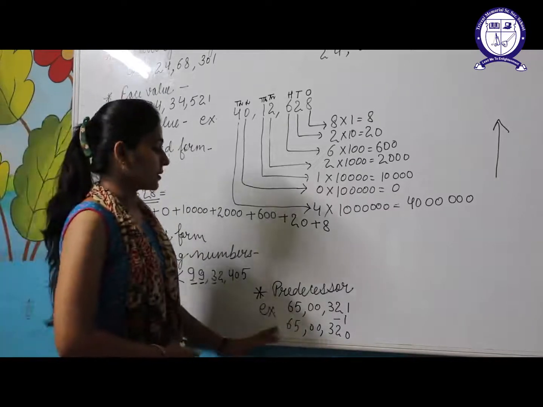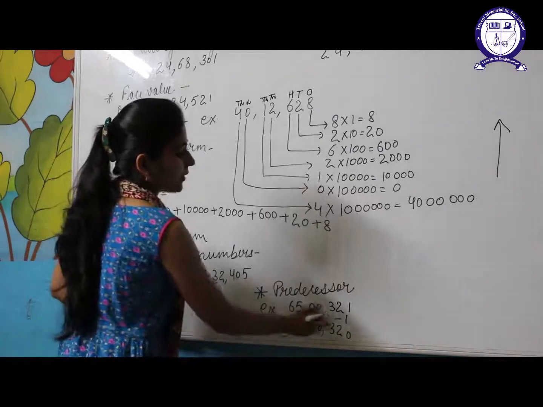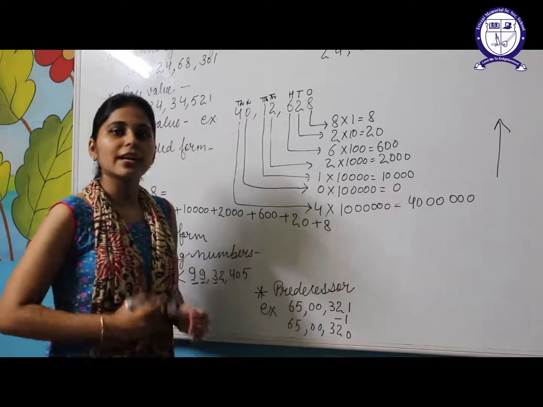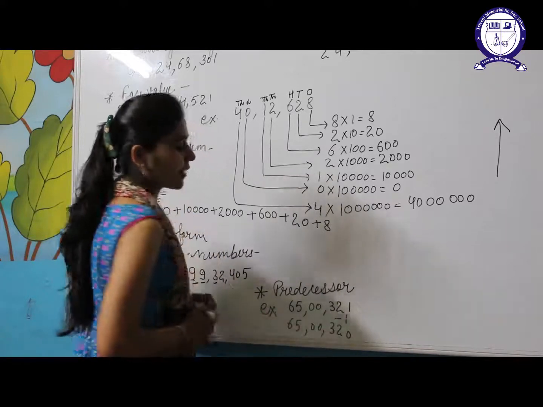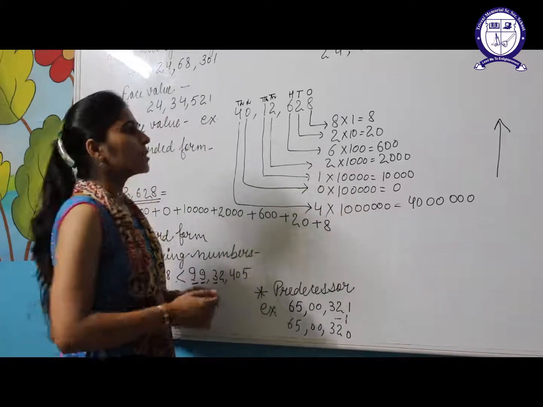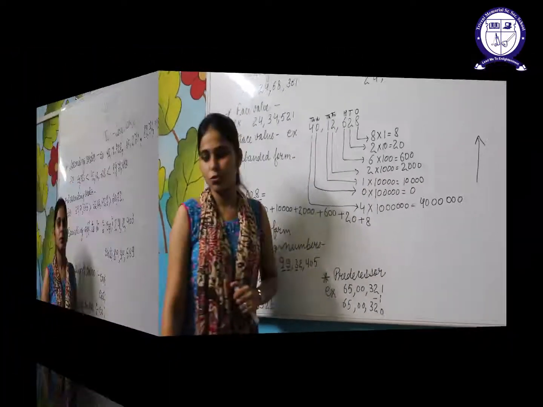Now to find the predecessor. Here we have 65,321. To find the predecessor, we will minus 1. So it will give us 65,320. So let's come to our next topic, students.